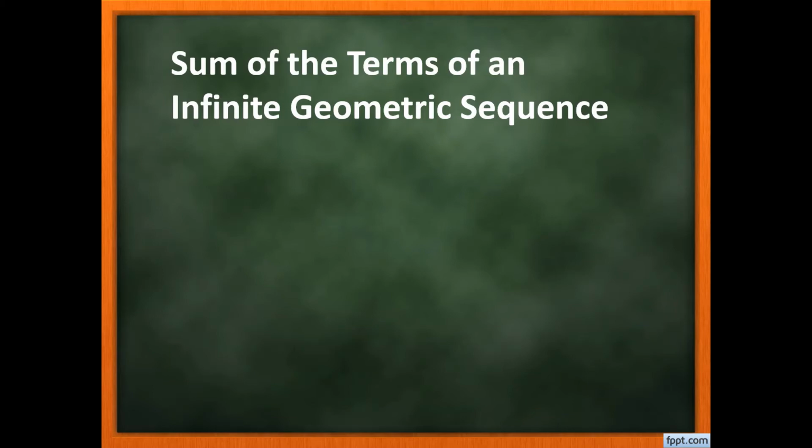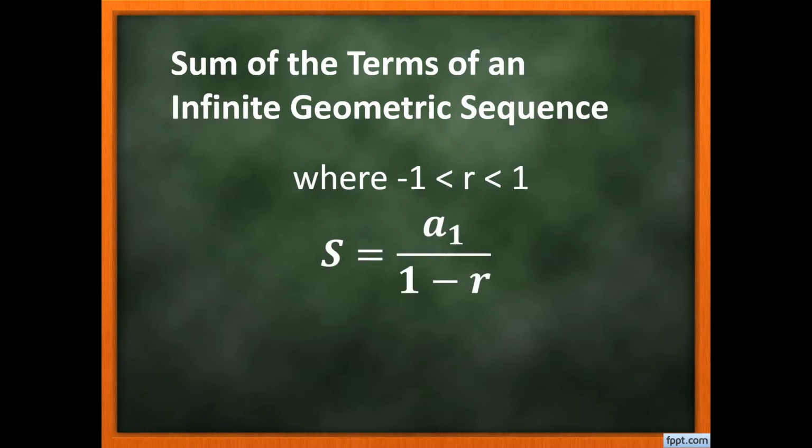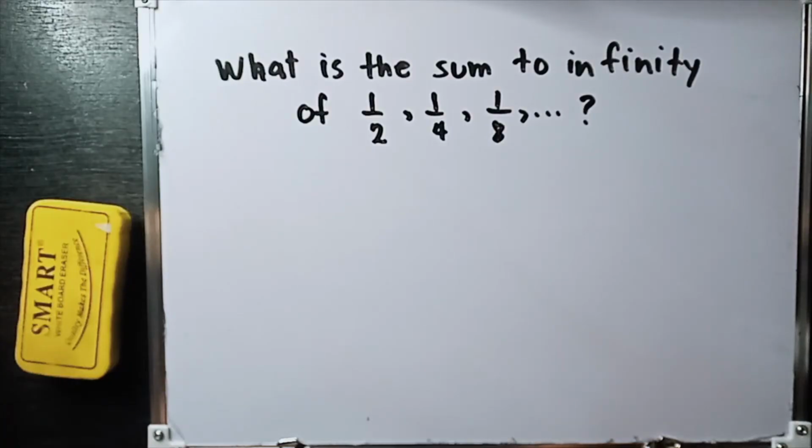We also have the formula for getting the sum of the terms of an infinite geometric sequence, where the value of the ratio is between -1 and +1, and the formula is S equals A sub 1 over 1 minus R. This formula is also known as the sum to infinity formula. So let us have this example. What is the sum to infinity of 1/2, 1/4, 1/8, and so on?